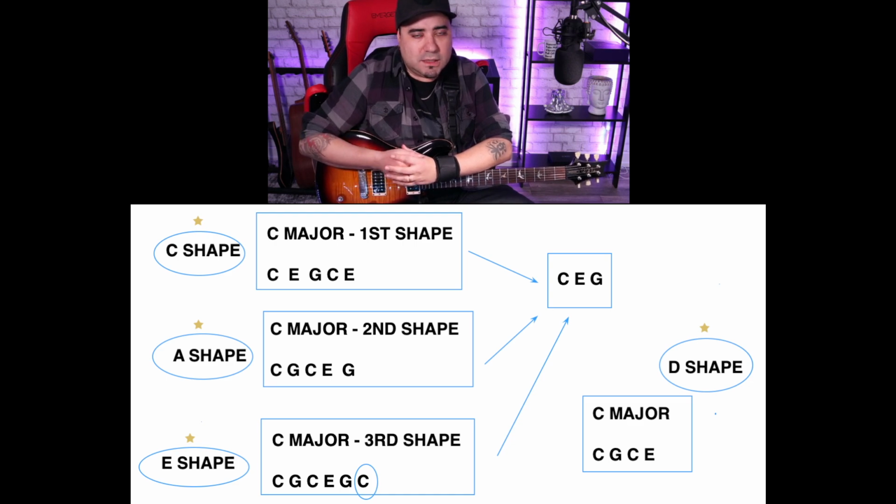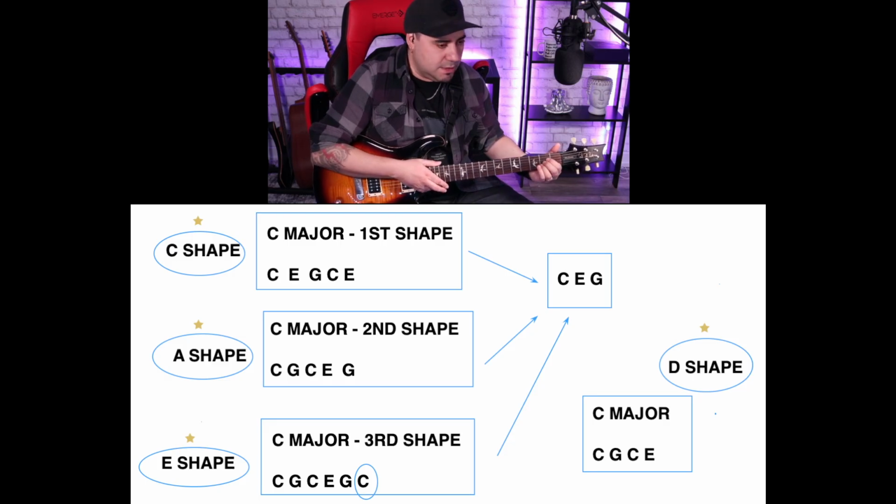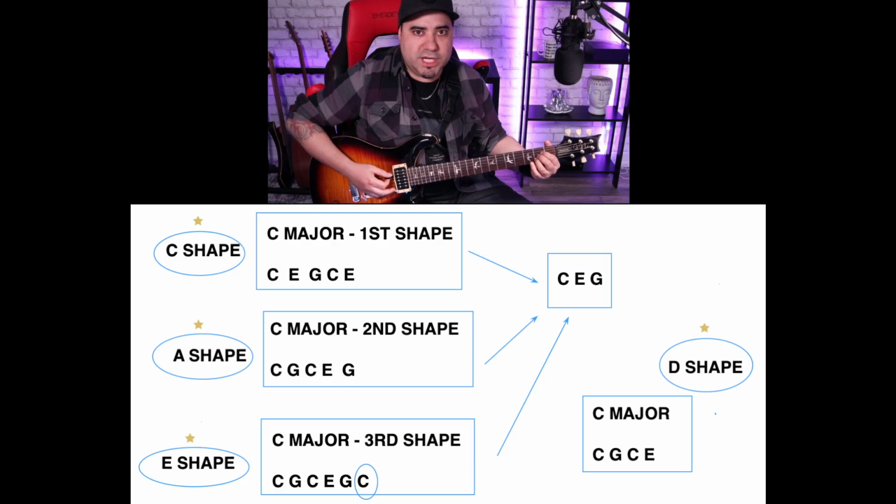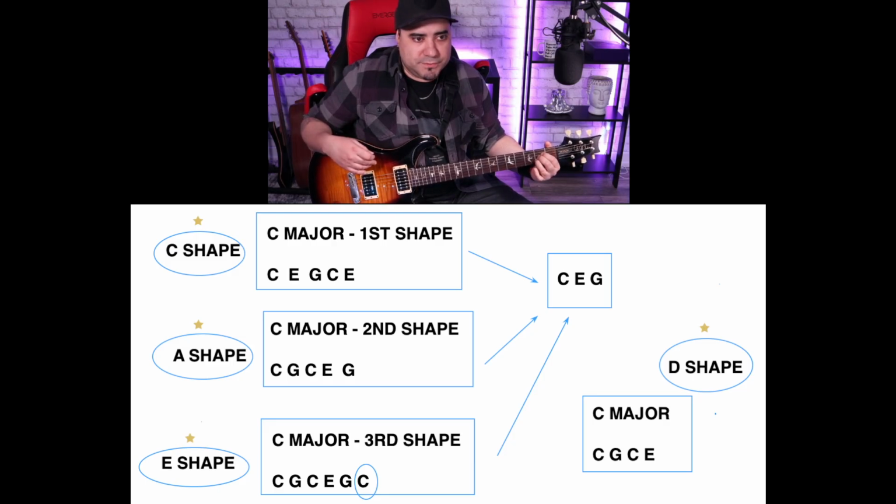The second letter of CAGED is the letter A. So what does that mean? That means that we need to find a way to play the C major chord using the A major shape. Looks a bit confusing, but you'll get there. So for example, this is my A major shape, A major chord, right? I always do that technique.